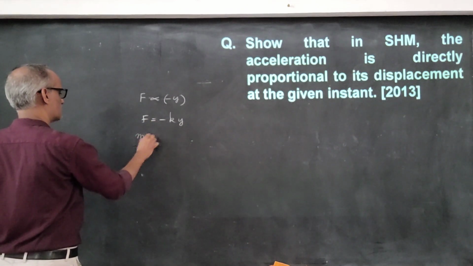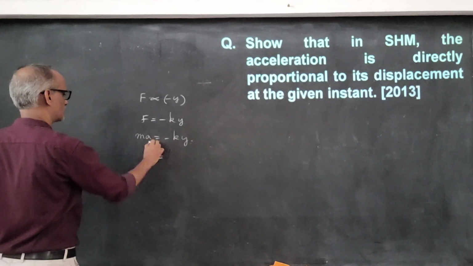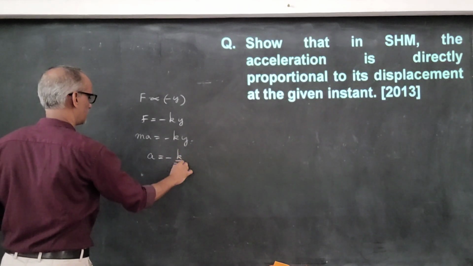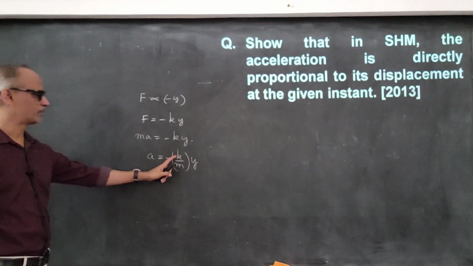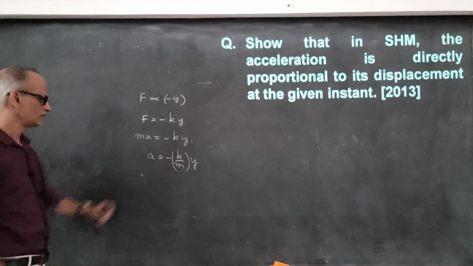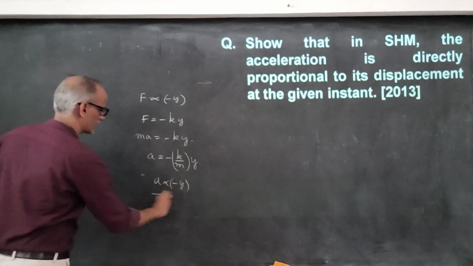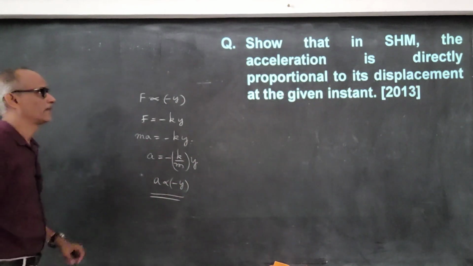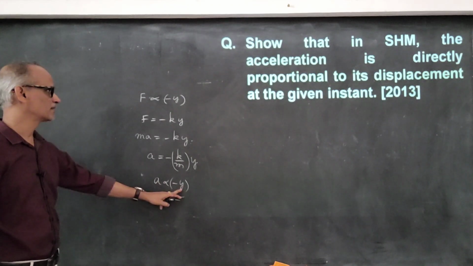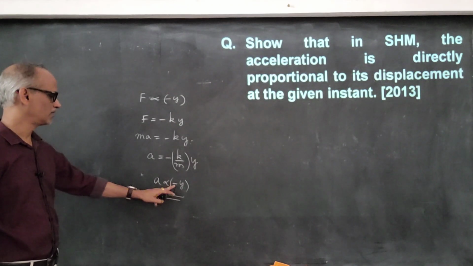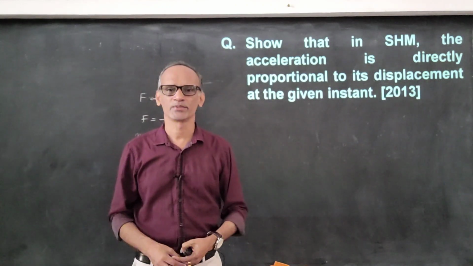Force is nothing but mass into acceleration, which is minus k into y, and rearranging for acceleration, a is equal to minus k by m into y. k is a constant for a given body, and m is constant. That is why a is proportional to minus y. This is what we needed to prove: that the acceleration is directly proportional to its displacement from the mean position, and the minus sign signifies that it is always directed towards the mean position.